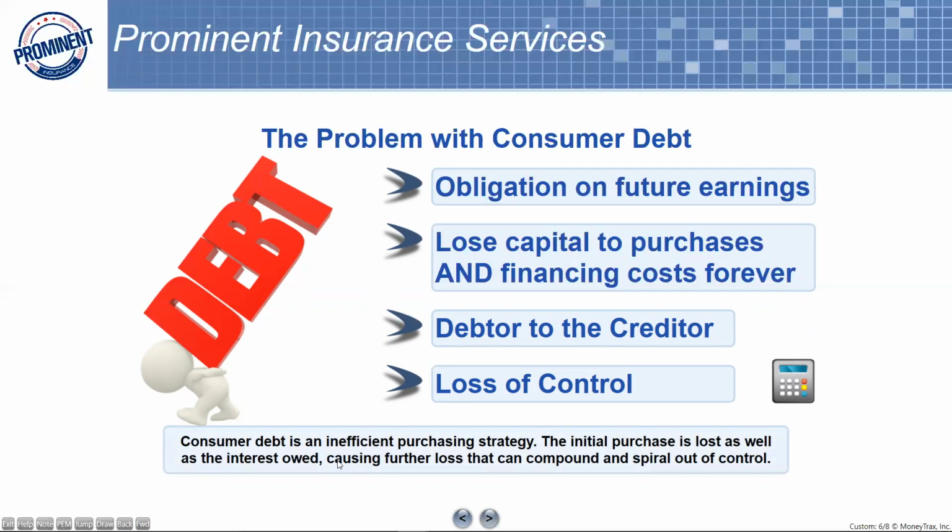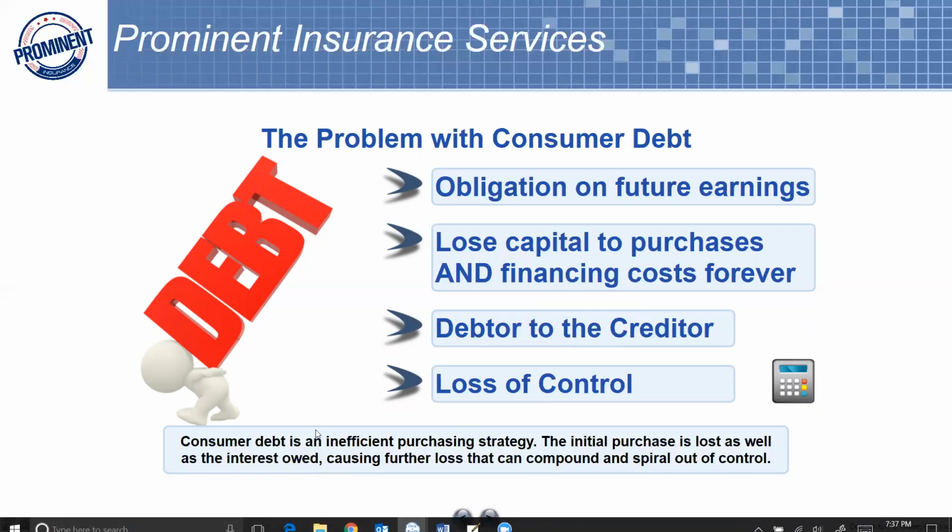And consumer debt is an inefficient purchasing strategy. The initial purchase is lost, as well as the interest owed, causing further loss that can compound and spiral out of control. We understand that if we don't control our debt, it can definitely spiral out of control, and we'll be in a bad situation.